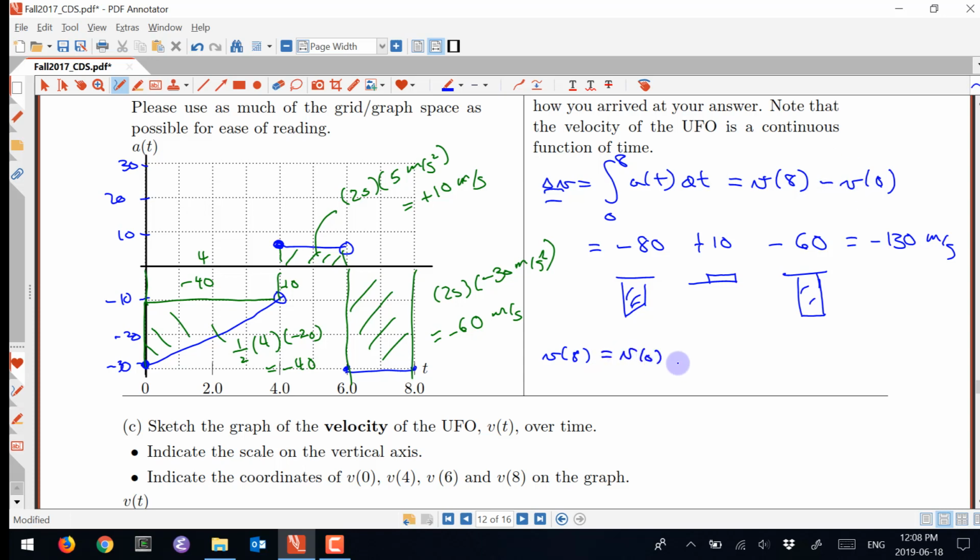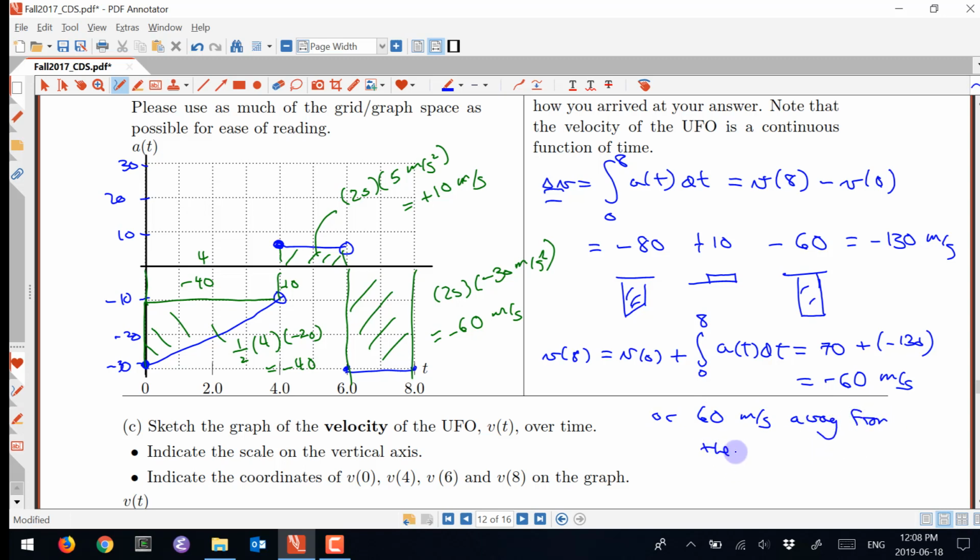So we have v of 0 plus this integral from 0 to 8 of a of t. And we know all these numbers now. V naught is 70, the integral of a of t is negative 130, and so we end up with negative 60 meters per second, or 60 meters per second away from the radar station.